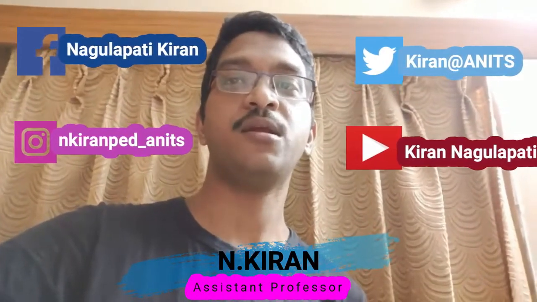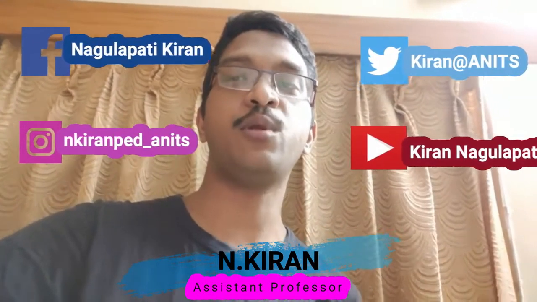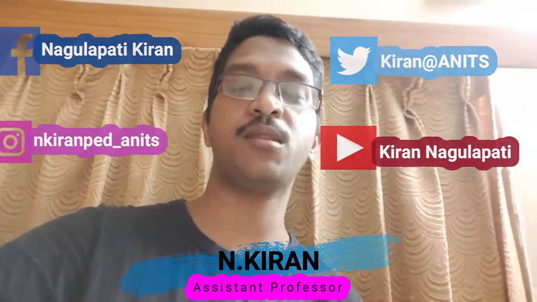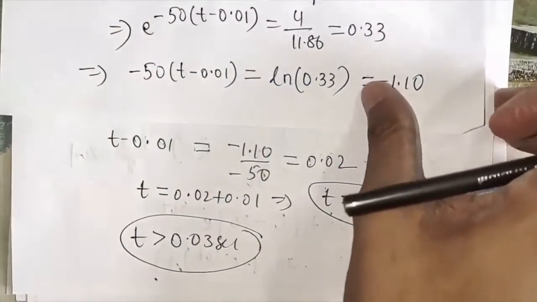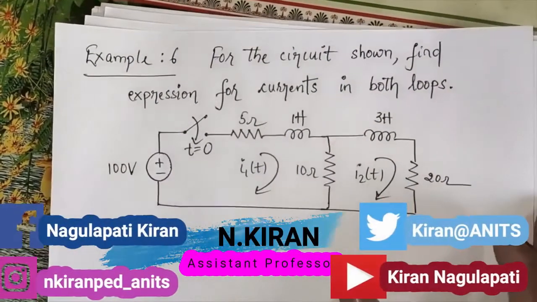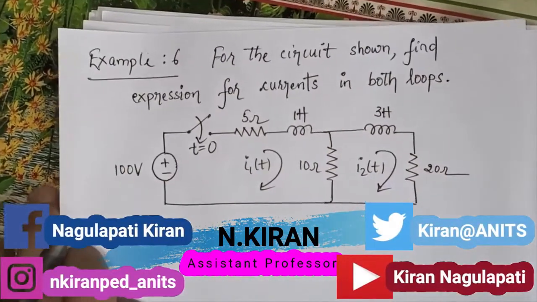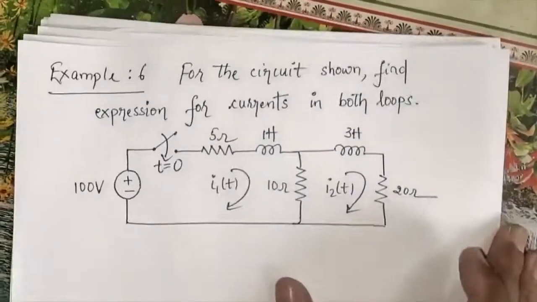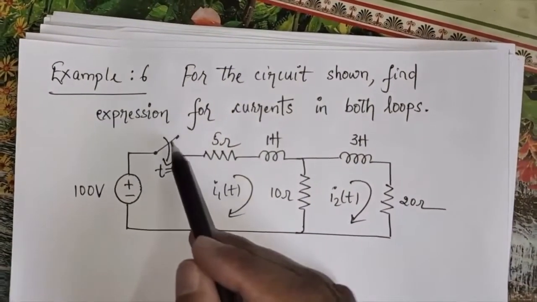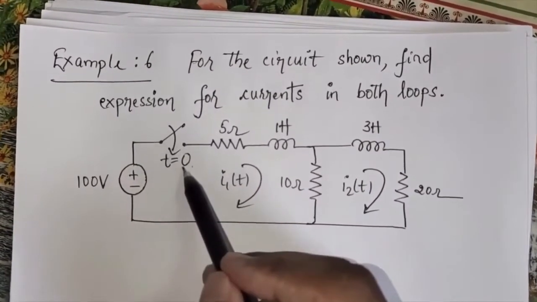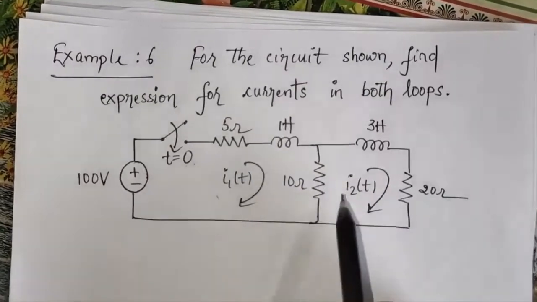So in today's lecture we shall continue solving some more tutorials on series RL circuits using the differential equation method and the Laplace transform method. For the sixth example, for the circuit shown, find the expression for currents in both the loops. Here the switch is operated at t equal to 0 seconds. After the switch is closed, we have two meshes.